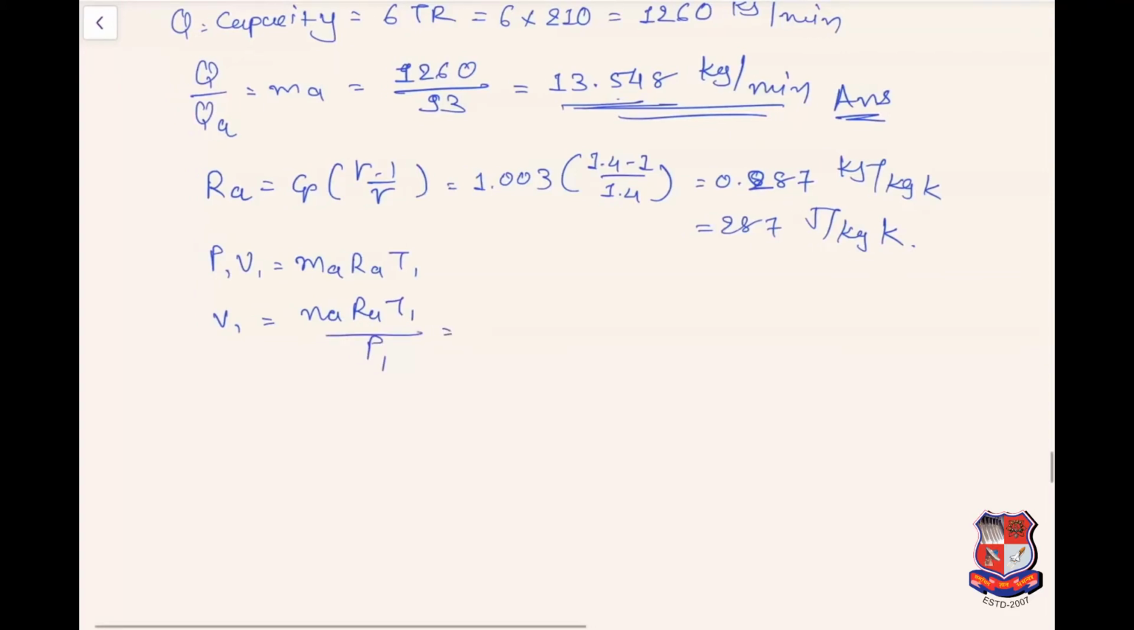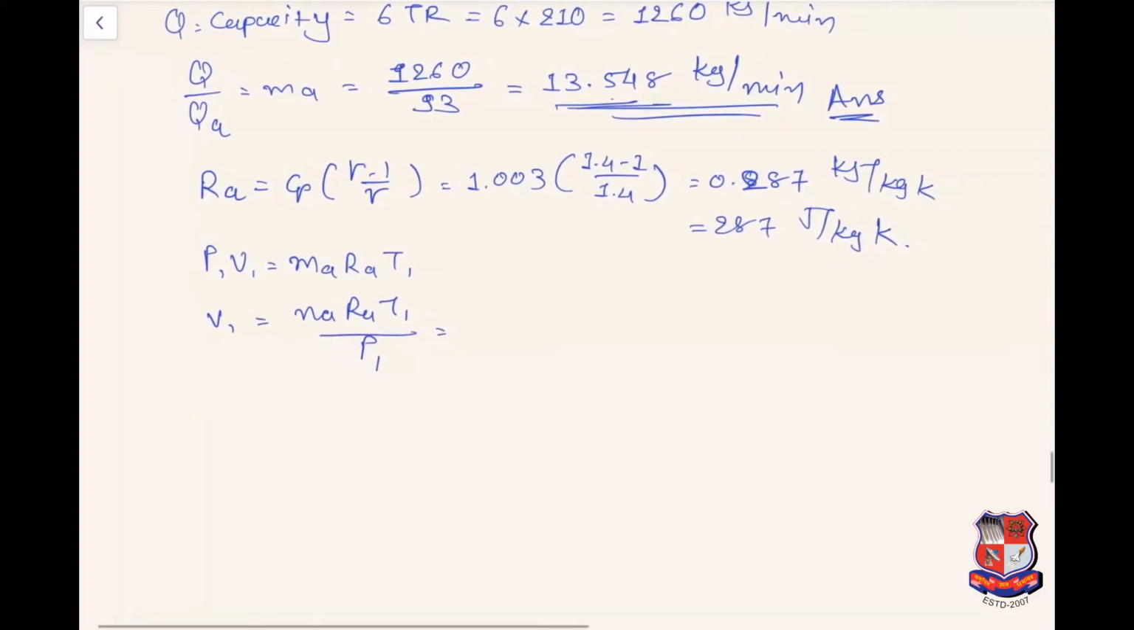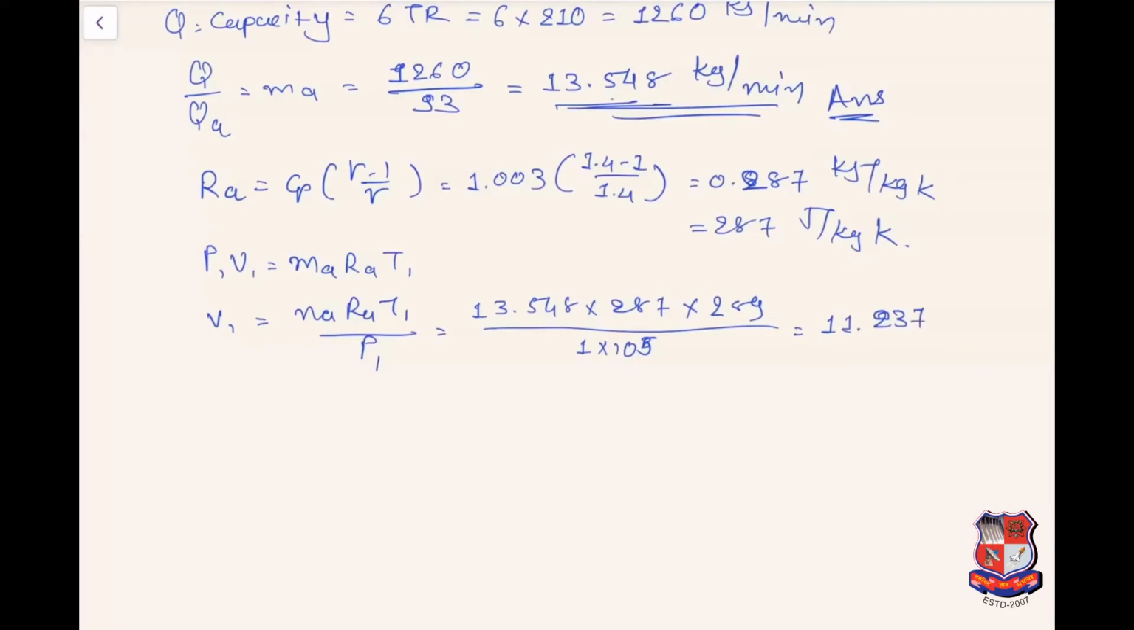So all data we are having. If we calculate by putting in the values, then 13.548 into 287 into T1, that is 289 Kelvin, divided by P1, that is 1 into 10 raised to 5 Newton per meter square, and from that the volume can be found out: 11.237 meter cube per minute.